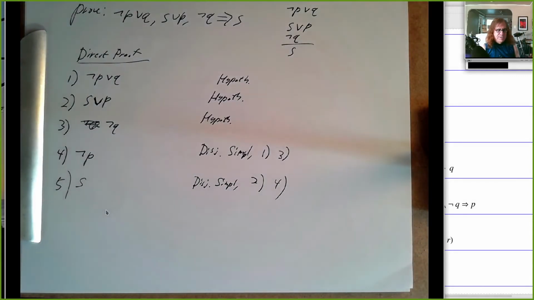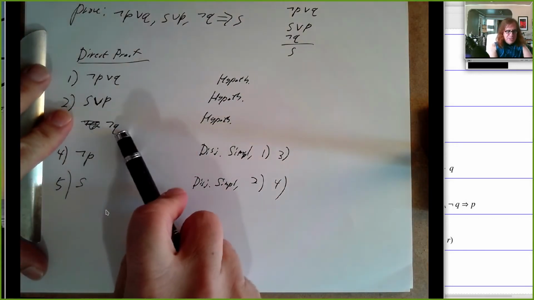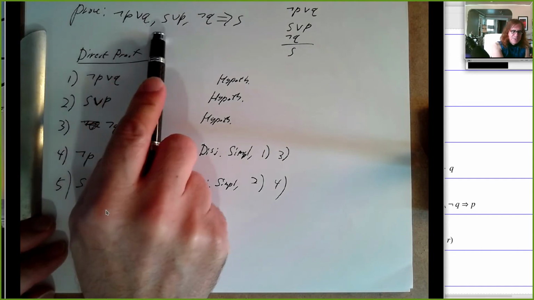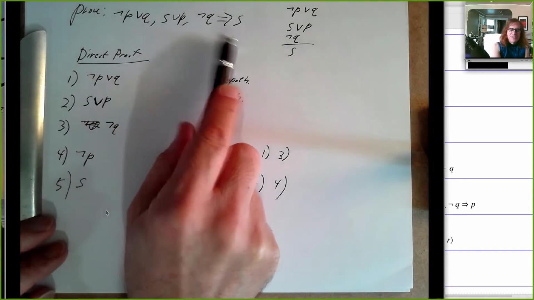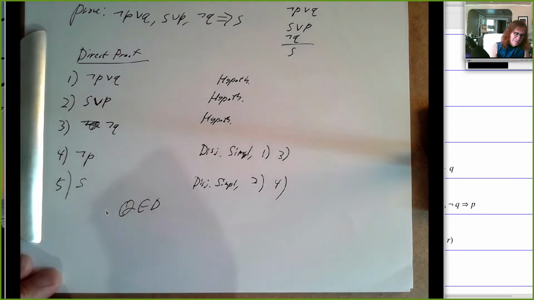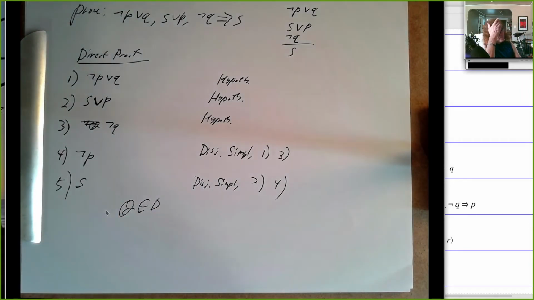And what have we done? From these 3 hypotheses, we proved S was true. We were asked to prove, given these 3 hypotheses, S is true. We've proven what we were asked to show. That's the end of our proof. QED, perfect.